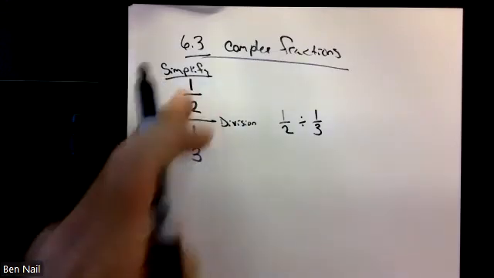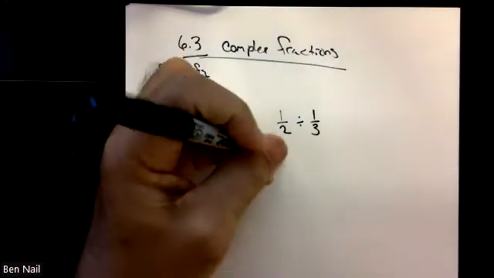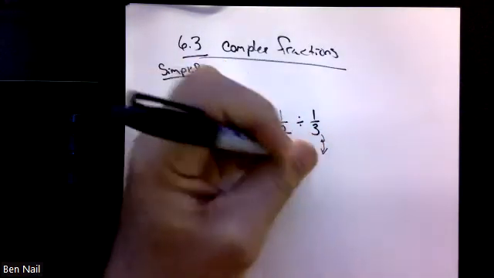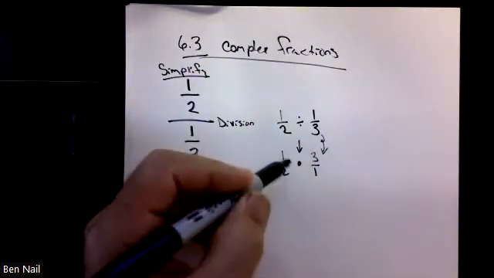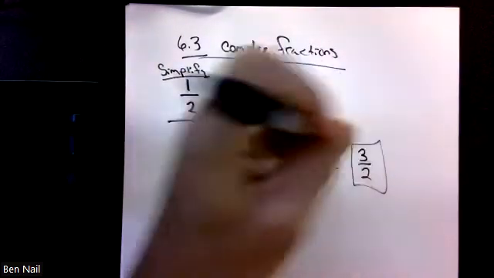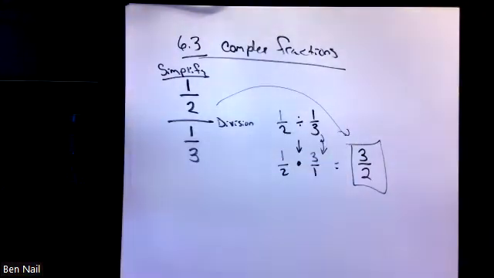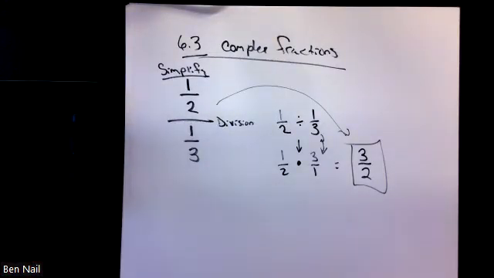So when you have just one fraction over another, this is really the same thing that we did last time. Remember, division is really just multiplying by the reciprocal. So if we take 1/2 times 3 over 1, 1 times 3 is 3, 2 times 1 is 2. So this 1/2 over 1/3 simplifies to 3 over 2. That is the easiest way to do this when you have just one fraction over another.